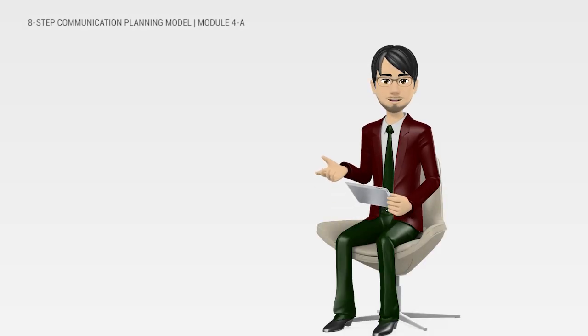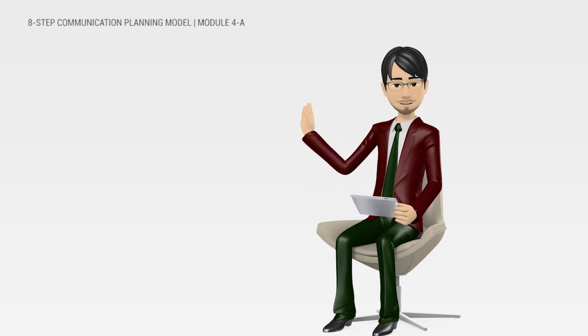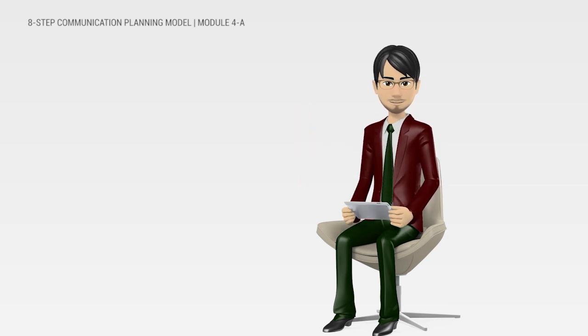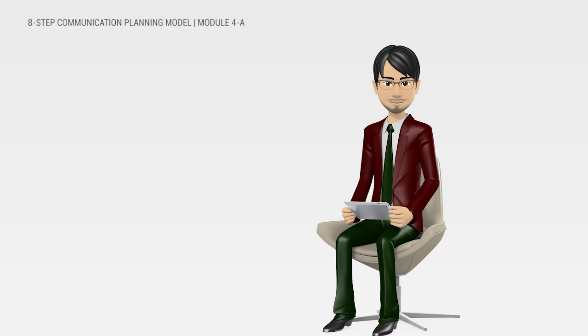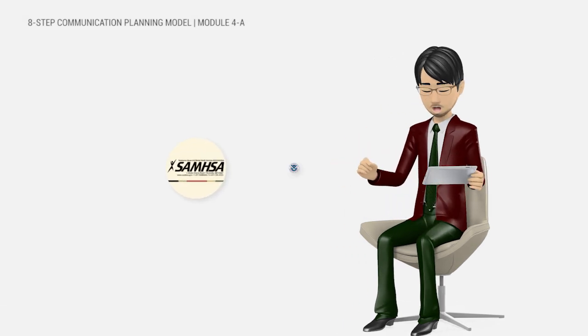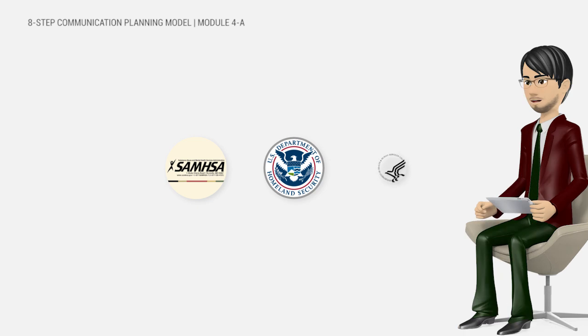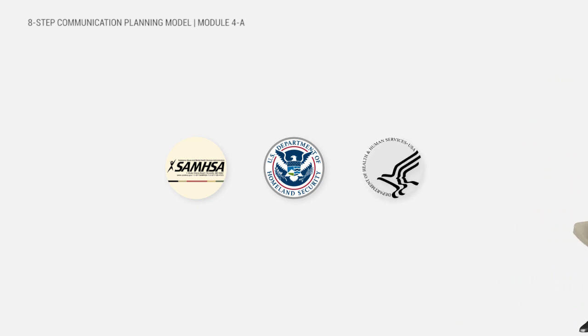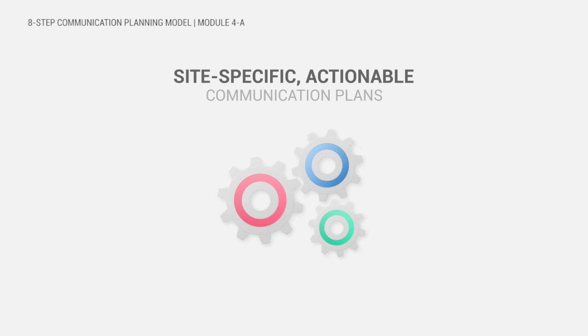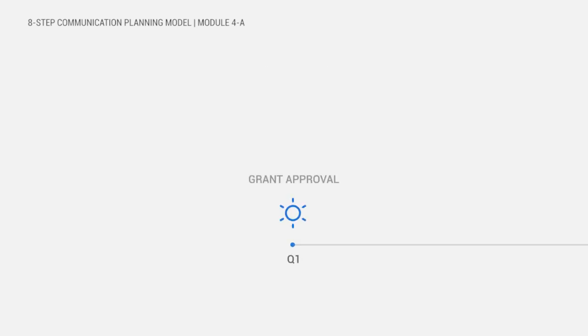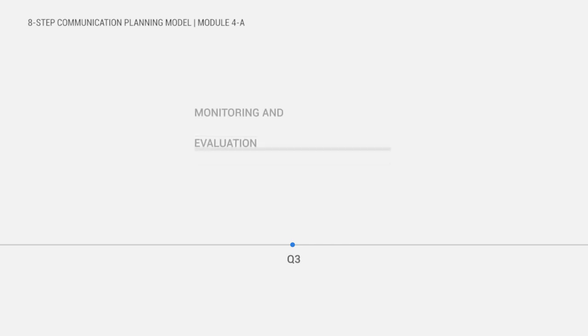It is important to note that there is no single way to create a communication plan, but I'm here to discuss to you the 8-step communication planning model, which is used and endorsed by the Substance Abuse and Mental Health Services Administration under the U.S. Department of Health and Human Services, the Federal Emergency Management Agency under the U.S. Department of Homeland Security, among others. This model, as a tool, allows the creation of site-specific, actionable communication plans which can be utilized at any point in a grant cycle.